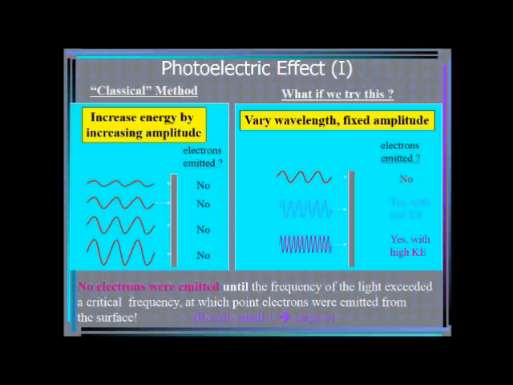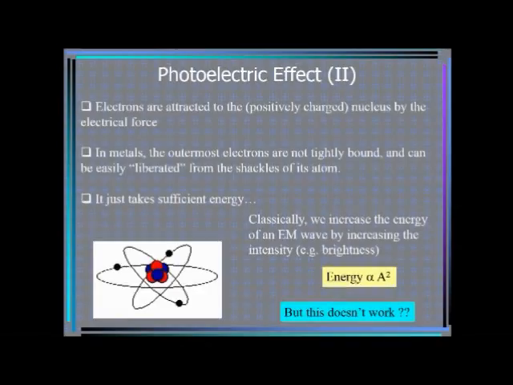So for larger frequency we have seen the emission of electrons. Now electrons are attracted to the positively charged nucleus by the electrical force. In metals the outermost electrons are not tightly bound and can easily be liberated, or you can say they can be easily taken away from the orbits. It just takes sufficient energy.